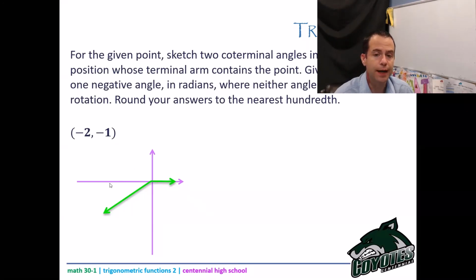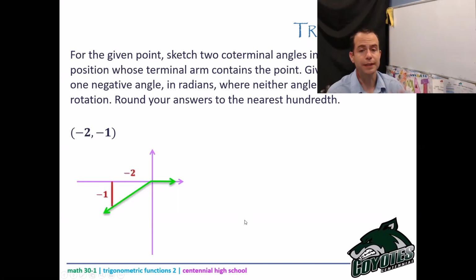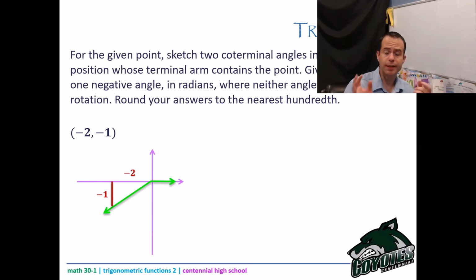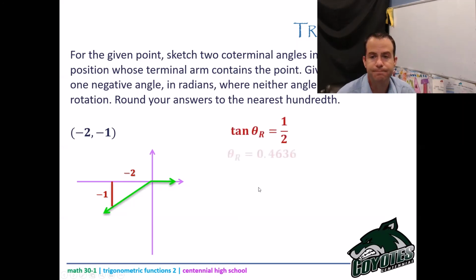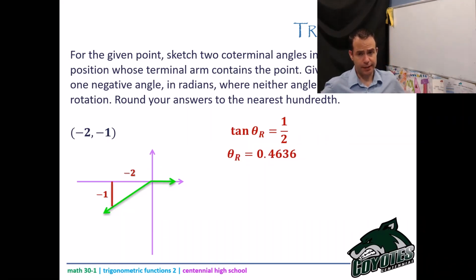To do that, I'm still going to drop my perpendicular and label my sides. My x value is -2, my y value is -1. I don't actually need the hypotenuse here, because as long as I have one ratio, and right now I have the tan ratio, that's enough to figure this out. The tan of theta's reference angle here is 1/2, so I can just arctan 1/2. So the reference angle is 0.4636.